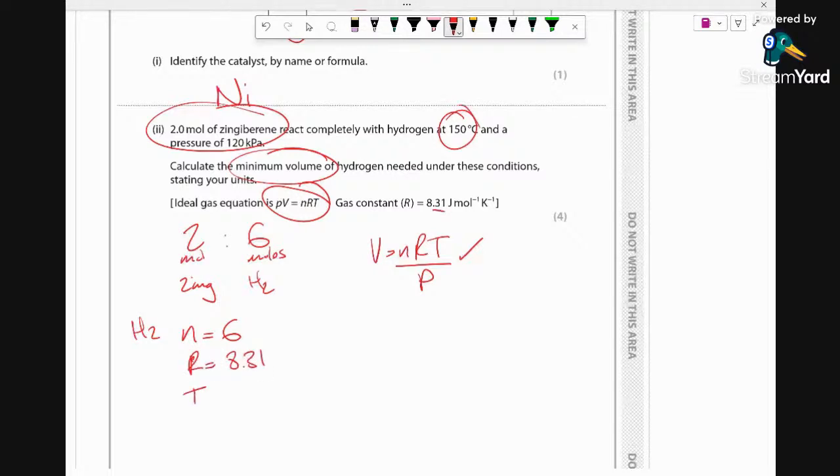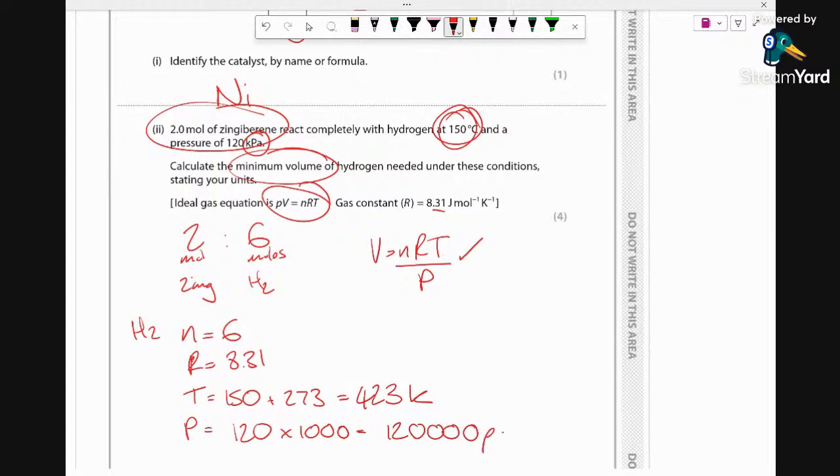The temperature, they gave us in Celsius. I need to add 273. So 150 plus 273 equals 423 Kelvin. This is another mark, doing the conversions. Don't forget to do your conversions. My pressure, they've given it to me in kilopascals. I can't do that. I have to be in pascals. 120 times 1,000 gives me 120,000 pascals. And this is going to spit me out in meters cubed.